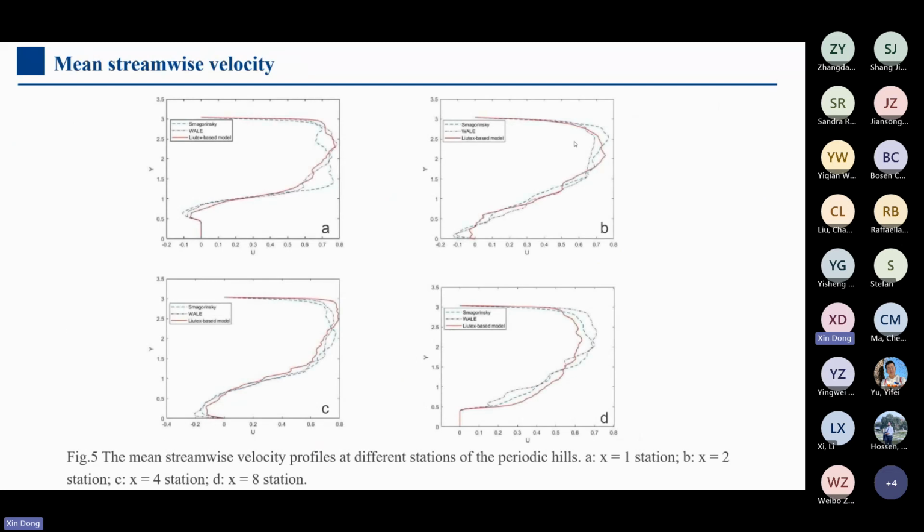Next is the mean streamwise velocity profile at different stations of the prediction, at x equal to 1, x equal to 2, x equal to 4, and x equal to 8. In these four images, we can clearly see that the mean streamwise velocity obtained by the Liutex-based model is not so smooth. In the Smagorinsky model and the WALE model, the curves obtained are obviously smoother. In the area near the boundary, the Liutex-based model obviously does not change as much as the other two models, and the velocity on the wall is zero. So there is a part where u equals zero at x equal to 1 and x equal to 8. And the Liutex-based model obviously does not change as much as the other two models near the lower wall.